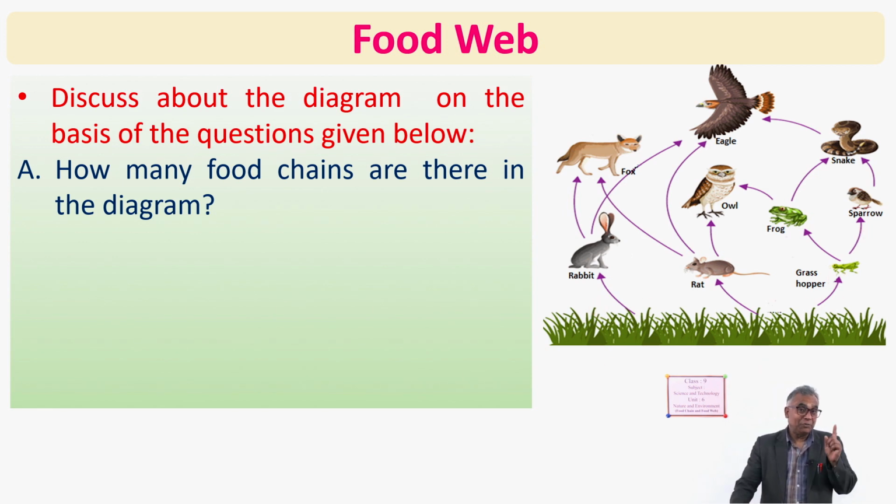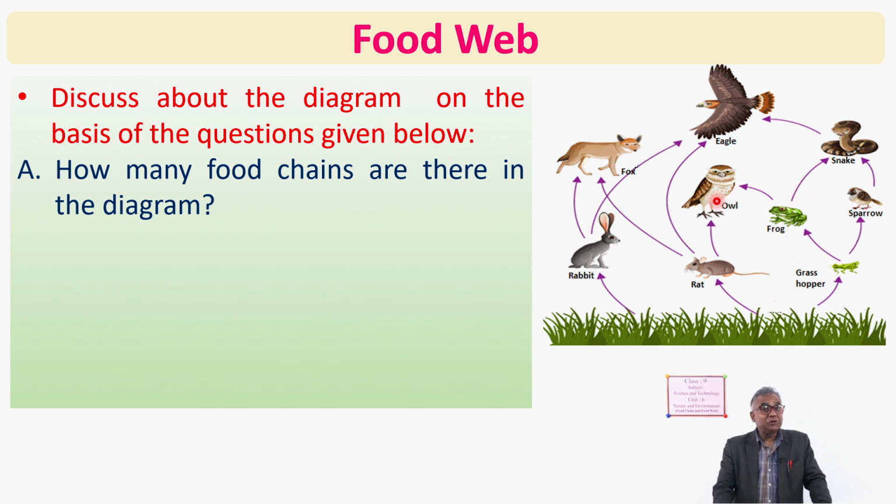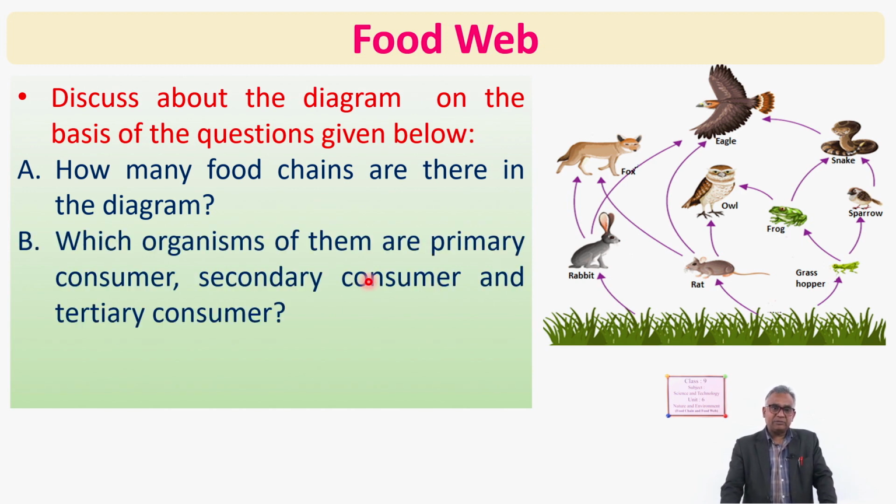As I told you, the food chain is the unit of the food web. So here the food web consists of a number of food chains. In a food web, there are a number of what? Food chains. Okay. Now next, which organisms of them are primary consumers, secondary consumers, and tertiary consumers? So very easily you can classify them, that layer, then next layer, then next layer. Yes, it is a very easy question.